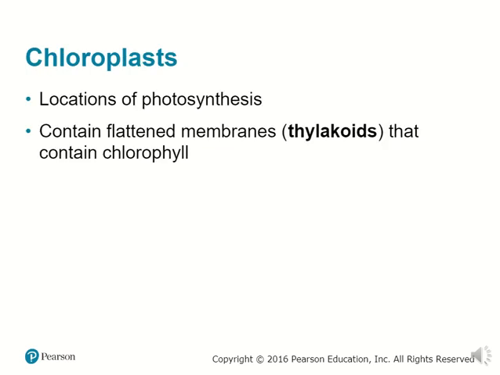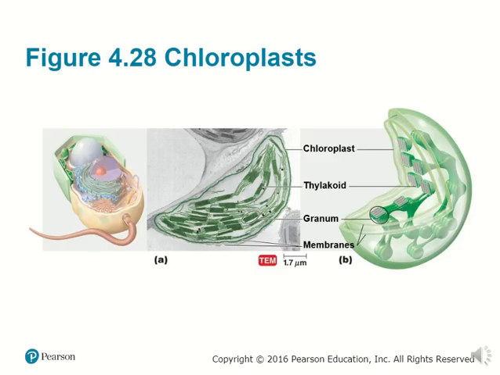Now, when we're talking about plant cells specifically, there are chloroplasts. It's where photosynthesis happens: the conversion of carbon dioxide and water to sugar and oxygen thanks to the energy from light. Essentially they contain flattened membranes called thylakoids that contain the green pigment chlorophyll.